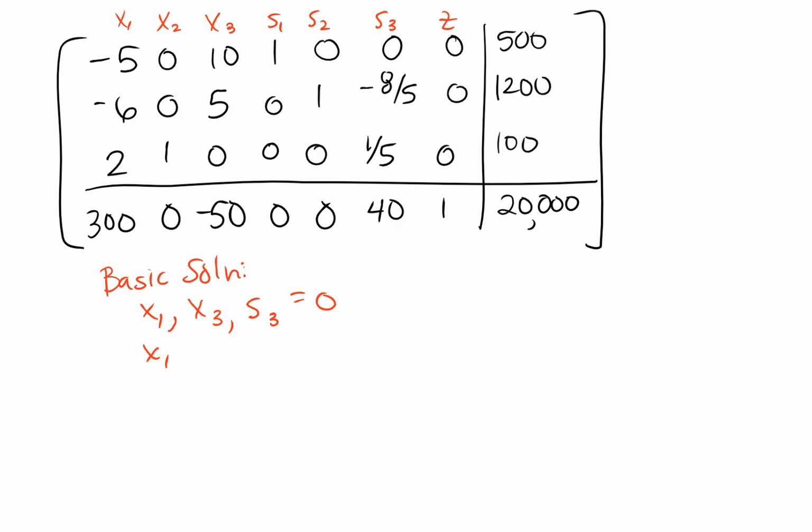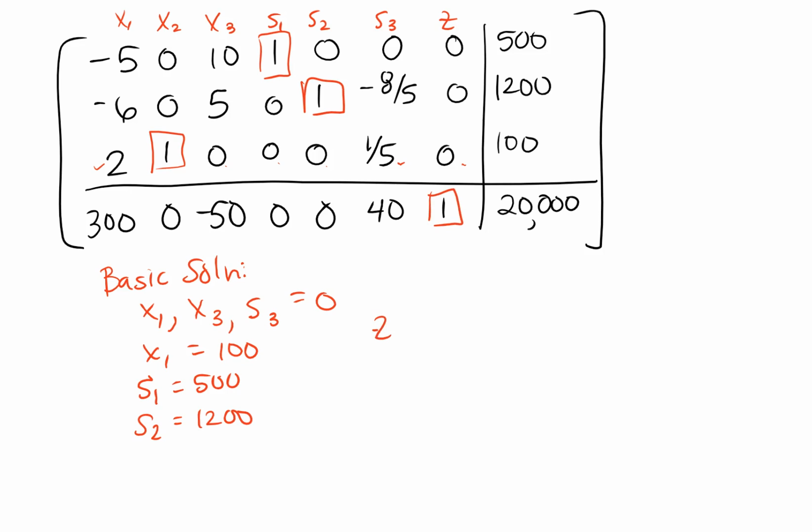So x1 would then equal 100. And that's because essentially what the third row says is 0 plus x1 plus 0 plus 0 plus 0 plus 0 plus 0 equals 100. And so x1 is going to equal 100. S1 would equal 500, and S2 would equal 1200. And finally, Z would equal 20,000.